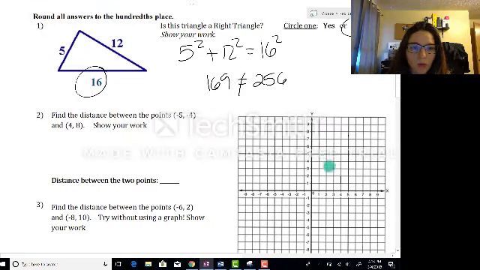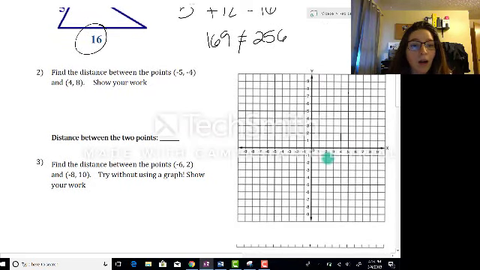Alright, moving on to 2. Find the distance between the points (-5, -4) and (4, 8). Question 2 instructed you to use the coordinate plane. If you didn't use that and used the slope distance formula, that's fine, as long as for 3 you used the coordinate plane. So let's get to it.